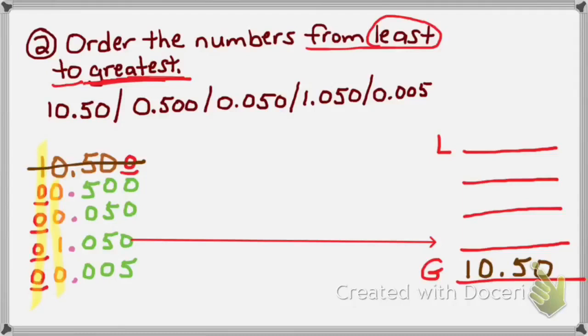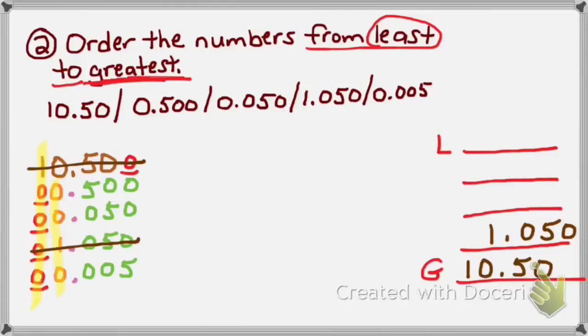And I'll copy the number without the place value zeros. First digit is a place value, I ignore it. So I'm going to write 1.050. And now I'm ready to move on. Cross out the number I just used. I have 3 numbers left. So I look at those 3 numbers in that second column, they're all zeros. Can't compare when they're all the same, so I have to move over to that tenths column, the third column over.